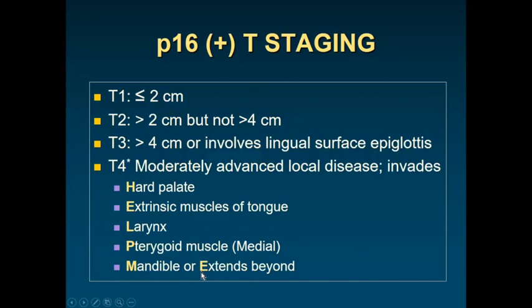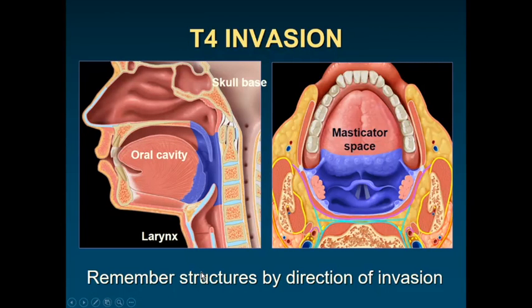If you're a person who likes to think about things in terms of what makes sense, I think most of us like that. I try to just remember the structures that are nearby. And so if you have an oropharyngeal primary, if it goes anterior, it's going to spread to the oral cavity structures. If it spreads inferiorly, it's going to go to the larynx. And if it spreads above, it's going to go to the skull base. And of course, if it spreads laterally, it goes into the masticator space and the mandible. So that may help you remember those critical structures that upstage the tumor to a T4 lesion.